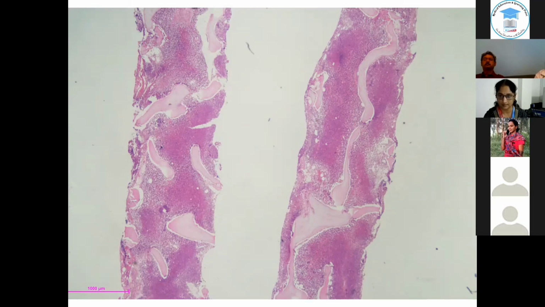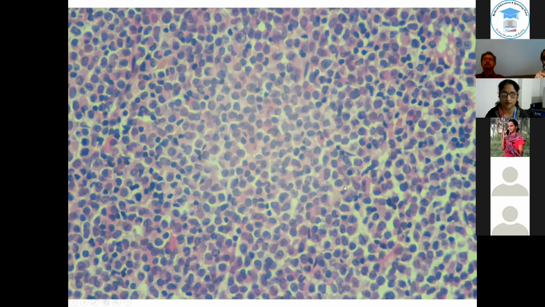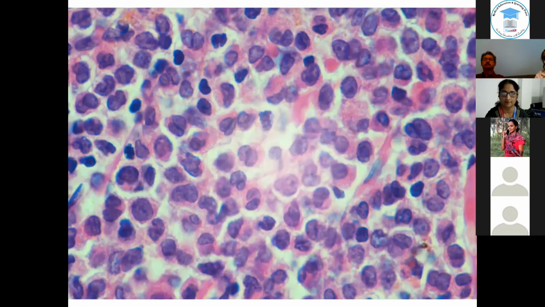Bone marrow is also hypercellular. You can see that pinkish hue, so that itself tells you you are looking at abnormal promyelocytes. Even at higher power, you can see those granules even in the H&E very clearly, and the buttock-like nuclei.